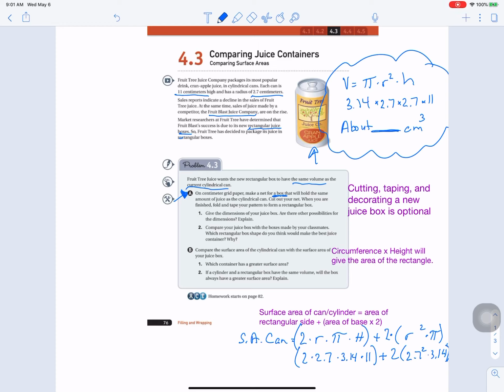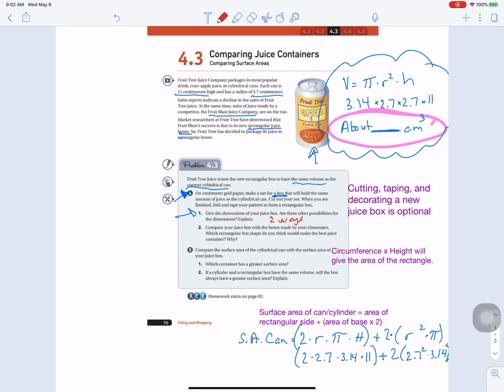So cutting, taping, any decorating of the juice box would be optional. You could do it if you wanted, if you had paper you wanted to cut, if you wanted to measure the paper, all of that stuff. Here's what you need to do though. You need to give the dimensions of your juice box. Are there other possibilities for the dimensions? Explain. So, yes, you could do this one way to get a volume of about something centimeters cubed. Or you could do this another way. So I want you to try to challenge yourself. Maybe you could figure out two ways to make this box.